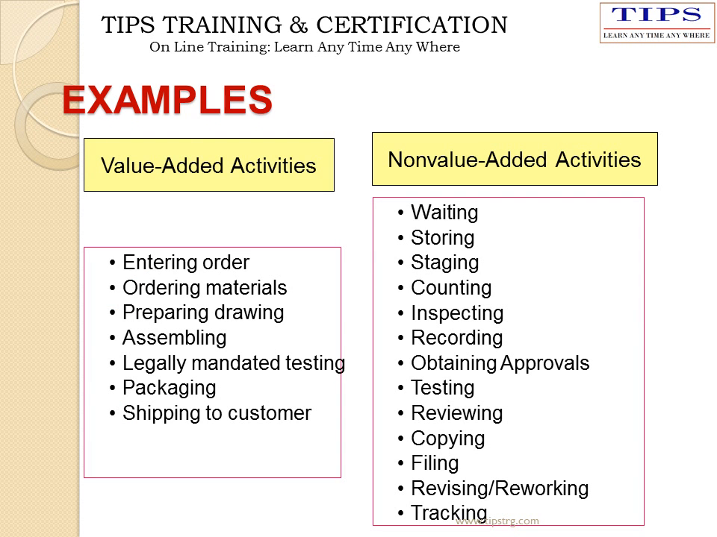These are certain examples for value added activities and non-value added. Example for value added: entering the order, ordering the material, assembling, etc. Whereas non-value added activities are waiting, storing, tagging, counting, inspection, recording, testing, copying, filling, etc.